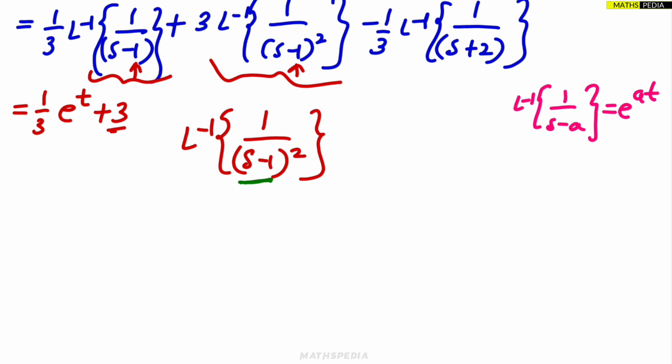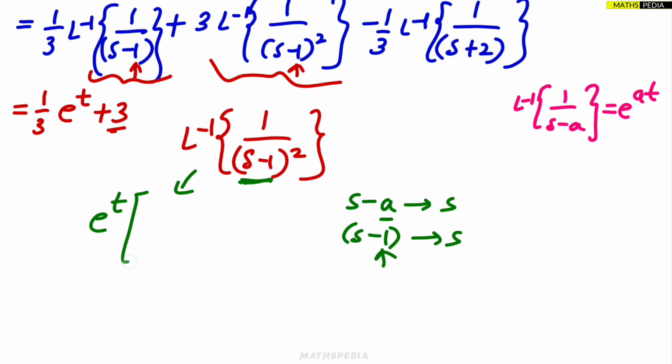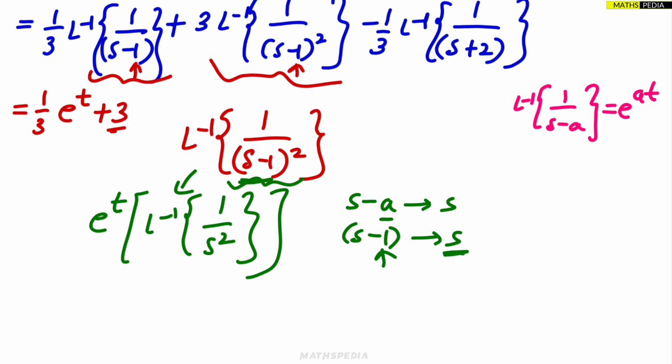How do we apply the shifting property? S minus a has to be converted into s, but you have to multiply with e power at. Here s minus 1 is there, and we have to shift it to s. The a value is 1, so this becomes e power at, which is e power t, into the Laplace inverse of this, where wherever s minus 1 is sitting it has to be changed to s. So it will be 1 by s square. This is the important thing you need to understand.